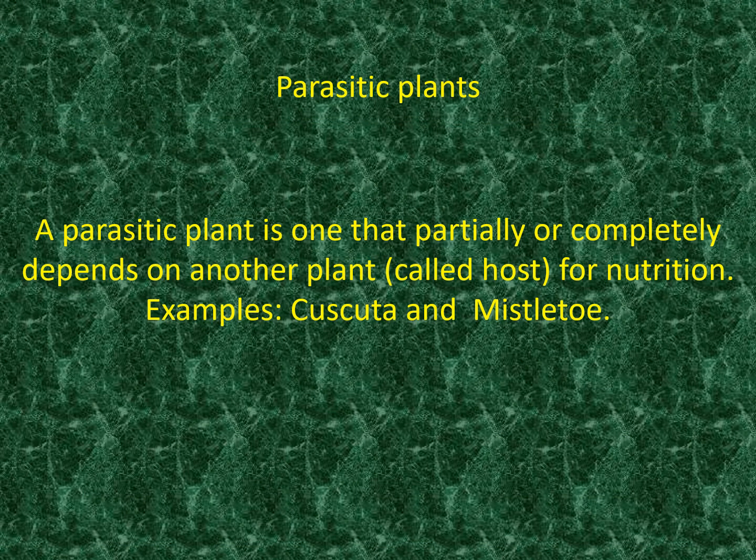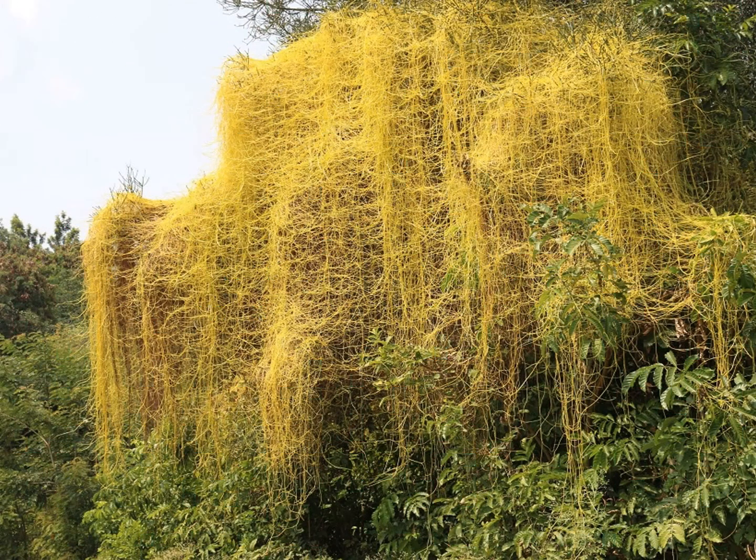Parasitic plants. A parasitic plant is one that partially or completely depends on another plant, called the host, for nutrition. The examples of parasitic plants are cuscuta and mistletoe. This is a picture of cuscuta. You can also say dodder.